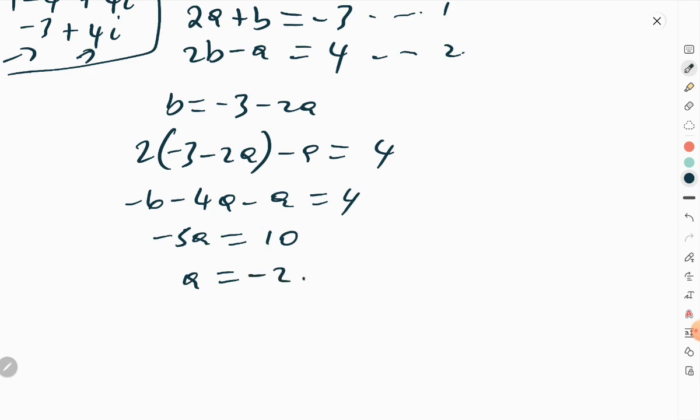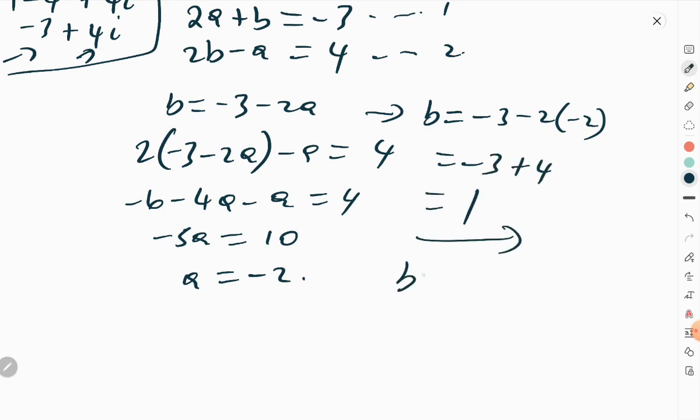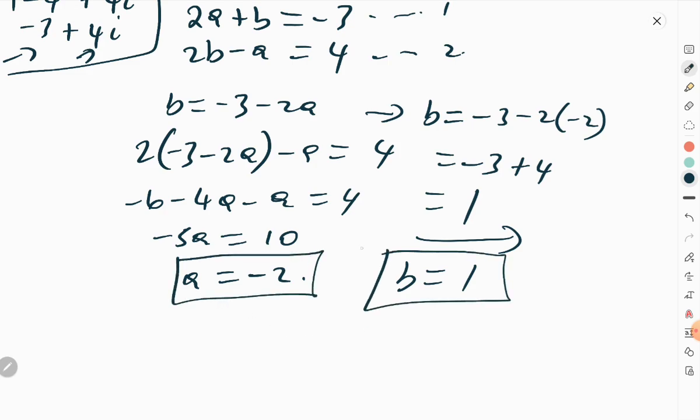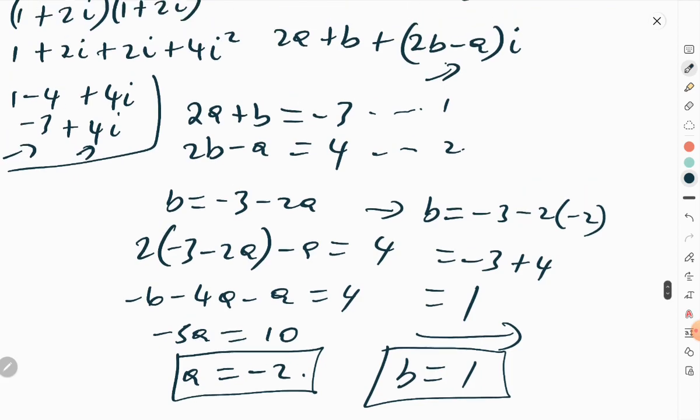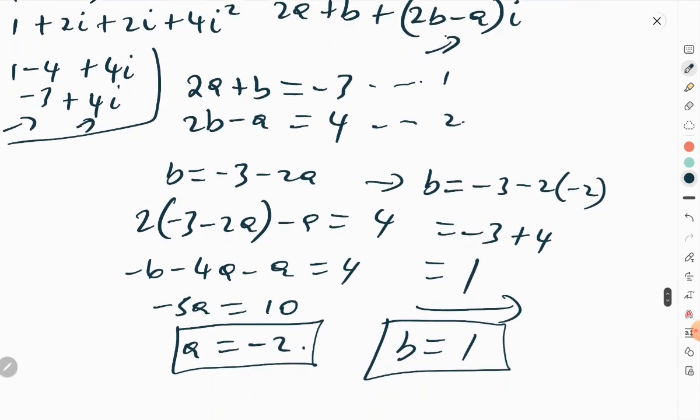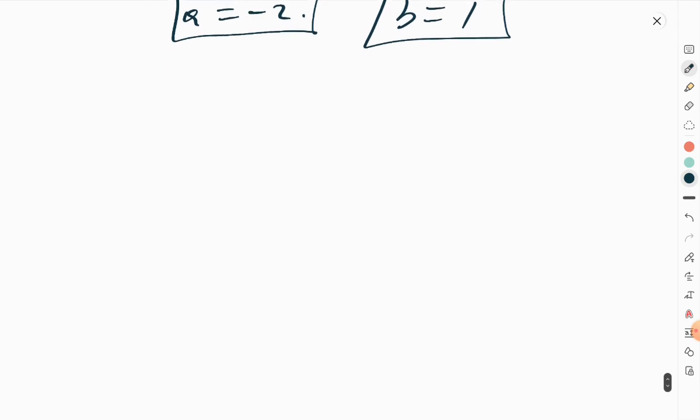So you have these ones. If a is -2, then you can come back to this one. Then b is equal to -3 minus 2 times that. Then you'll find that you have -3 plus 4, which is just 1. So b is equal to 1 and a is equal to -2. So you can manage to find the unknown values when the two complex numbers are equated to each other.